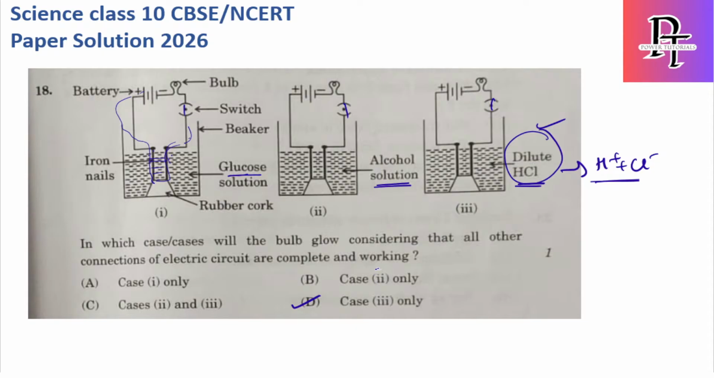What about any other thing which also allows current to pass through it? Yes, we also have bases. For example, NaOH is one example. It also dissociates into free ions, which are Na plus and OH minus, and this also allows current to pass through it.